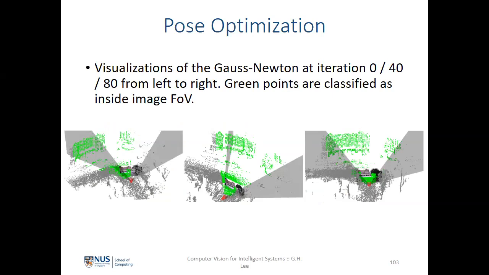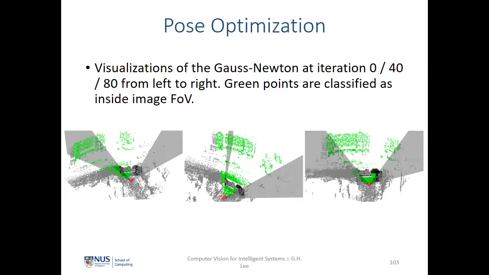Then, as Gauss-Newton optimizes from 0, we show 3 checkpoints: iterations 0, 40, and 80. You can see that it gradually moves towards the correct pose, such that all the labeled points are inside the viewpoint of the camera. Then we know we found the correct pose. We cleverly use deep learning to give us 1 or 0, but all the rest is still done with correct optimization and mathematics.